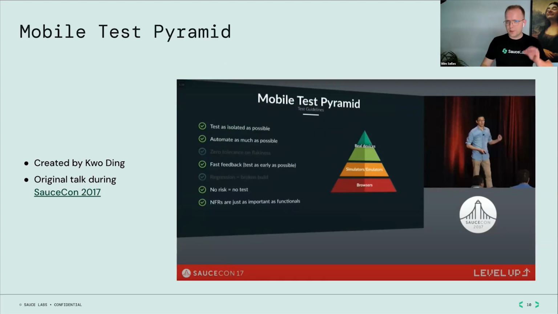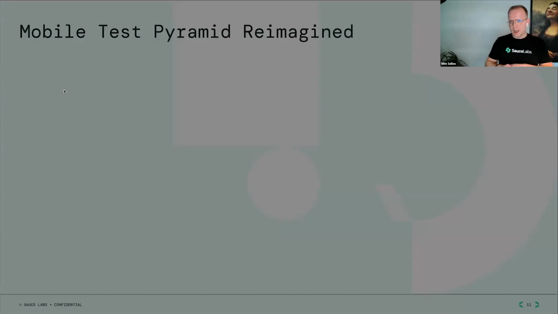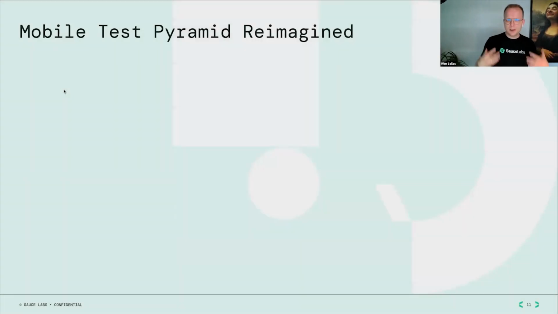From a SaaS Labs perspective, we used basically what Quo was explaining in the mobile testing pyramid, and we added a few steps to it. Let's also take a look at that. And then hopefully I can also explain a little bit more about what you need to test where.